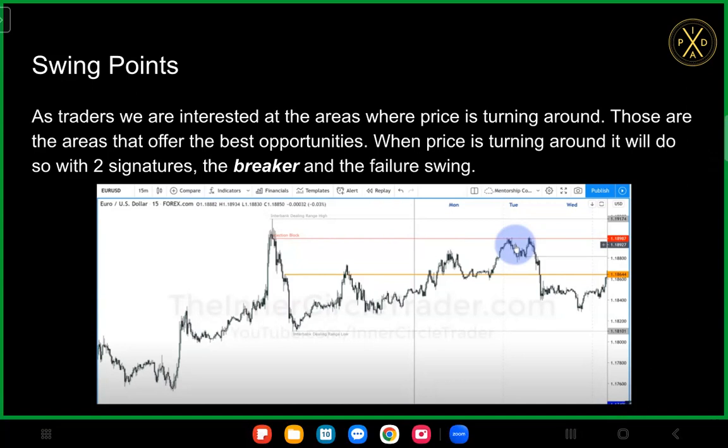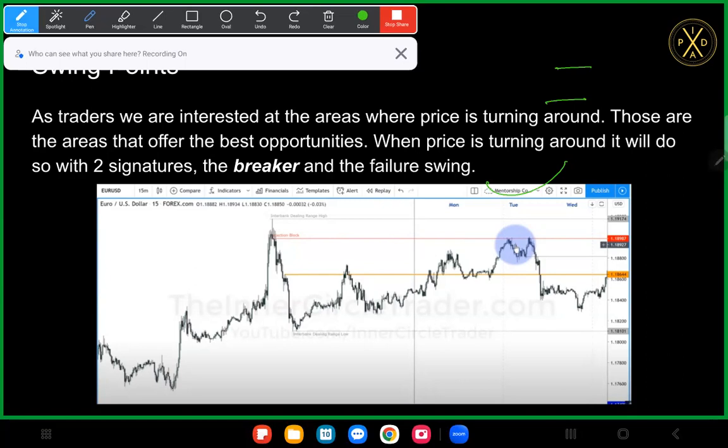All right, so I have a random video from ICT, and you can see that these concepts still hold. Notice how we have that failure swing here, and this is a turning point in price. Notice how we have a breaker over here, and that's a turning point in price. And same thing over here, right? Any other turning point in price, you're going to see these characteristics. All right, so let's take a look at the breaker and the failure swing in a lot more detail.